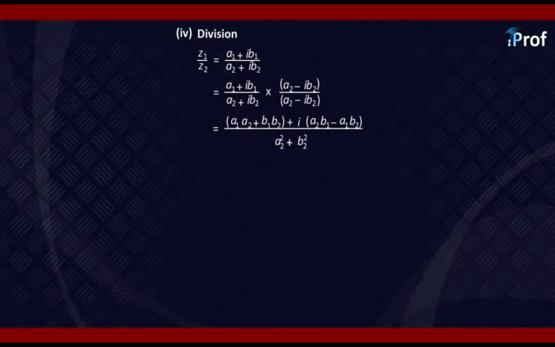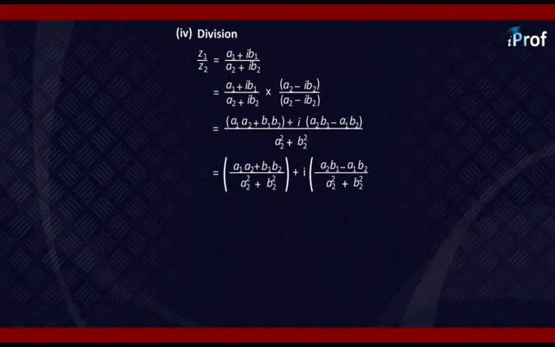Taking the real part here, it becomes A1 A2 plus B1 B2 divided by A2 square plus B2 square. That becomes the real part of Z1 by Z2 plus iota times A2 B1 minus A1 B2 divided by A2 square plus B2 square. That becomes the imaginary part of Z1 by Z2. Thus we have found that we can add, subtract, multiply and even divide two complex numbers.